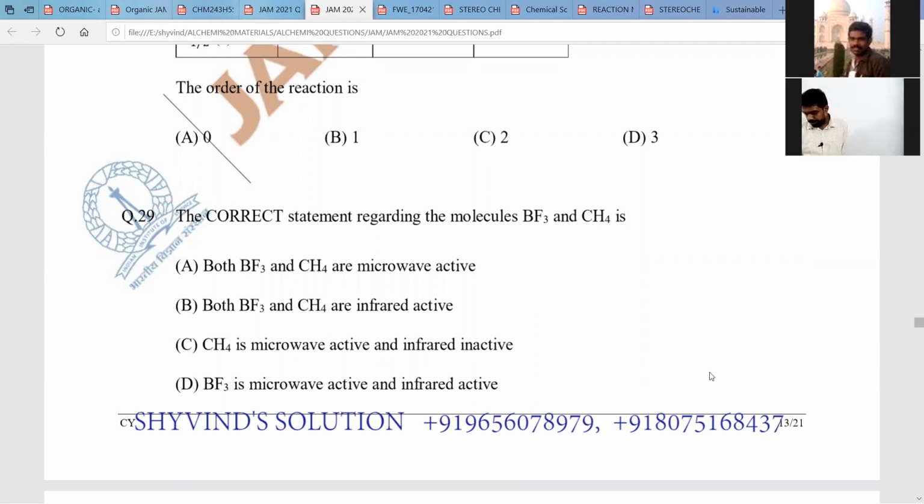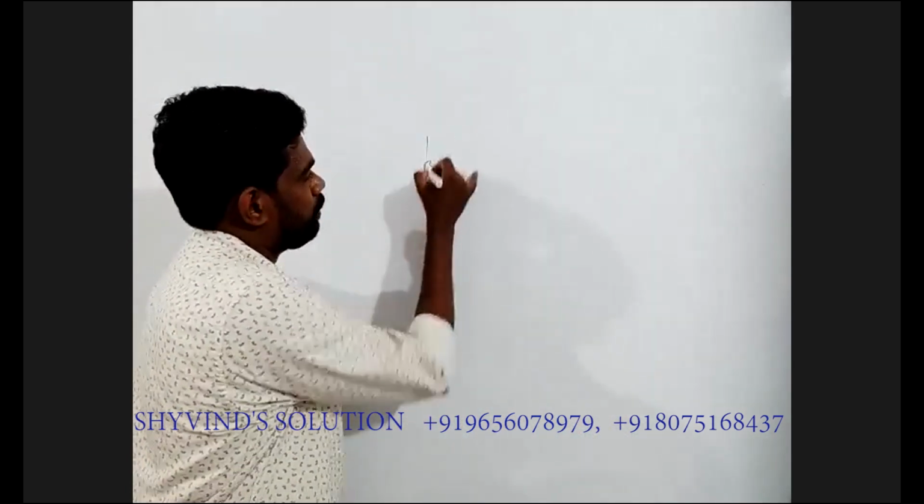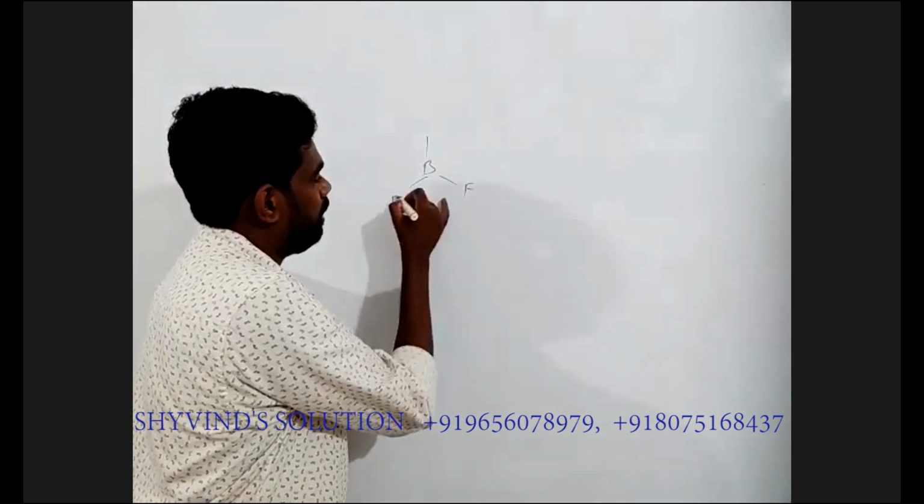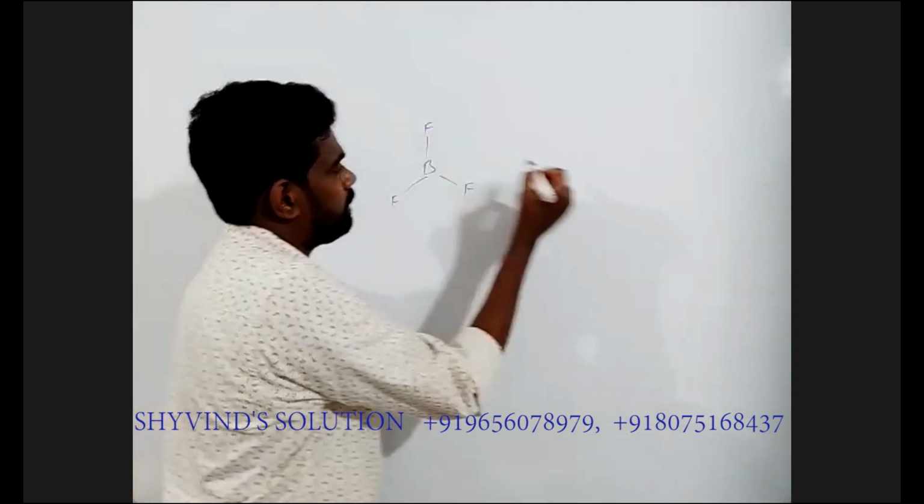So this is also not that difficult a question. This is also easy. So let's see how to do this. If you are going for the statements, it is given like that. We are given BF3 and CH4. The structures of these molecules are this one for BF3 and this one for CH4.